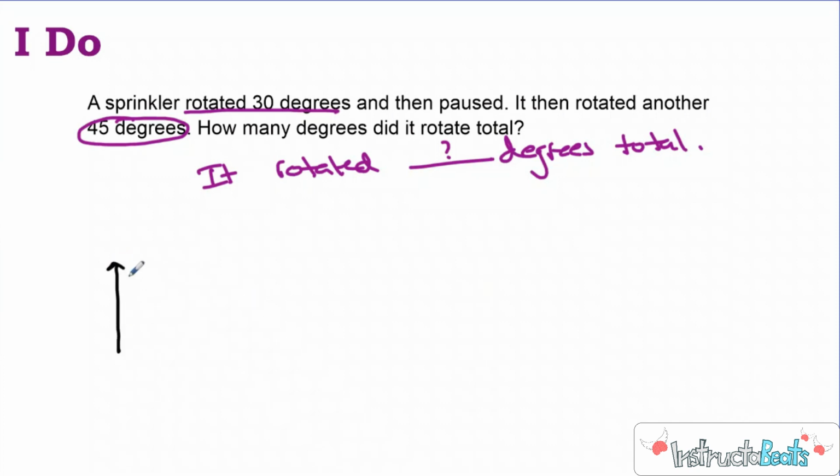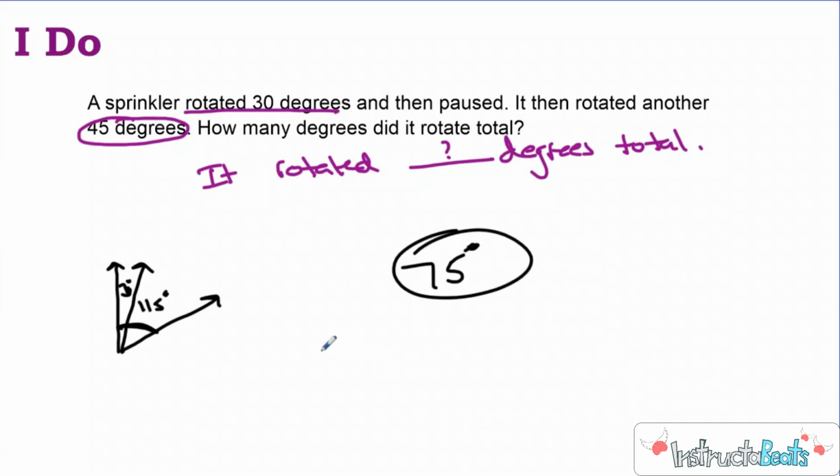So here we go. Here's our picture right here. Here's 30 degrees, again, an estimate. And then it rotated another 45 degrees. So maybe 45 degrees from there might look like that. So what is my full angle right here? What is 30 degrees plus 45 degrees? And obviously that answer would be 75 degrees.